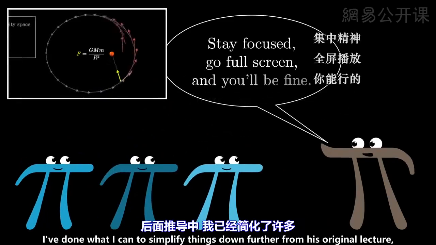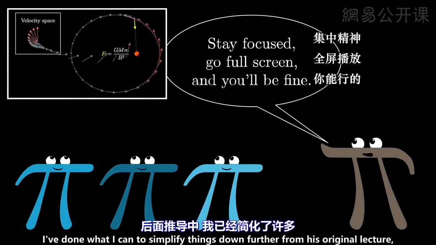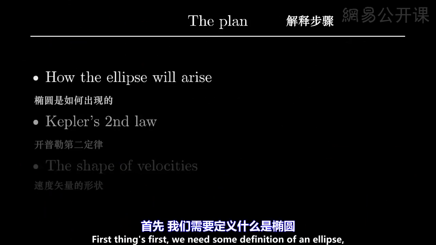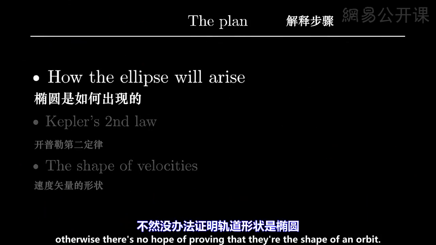I've done what I can to simplify things down further from his original lecture, but that's not to say that a good deal of focus won't still be required. First things first, we need some definition of an ellipse, otherwise there's just no hope of proving that that's the shape of an orbit.